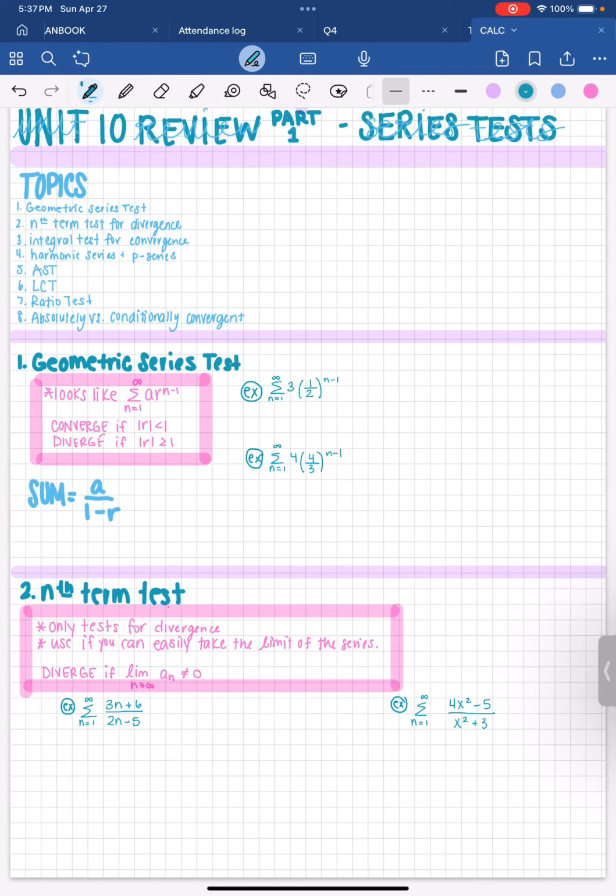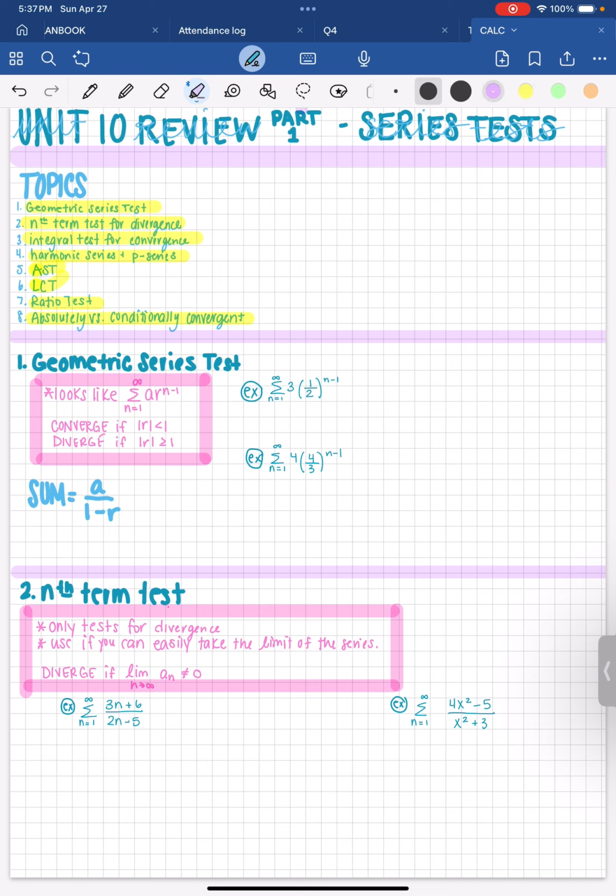So today we're going to talk about the first part of Unit 10, the different series tests, and we're going to go through all the different series tests that you need to know for the AP exam. So if you look right here, you can see all the different tests: the geometric series test, the nth term test for divergence, the integral test for convergence, the harmonic series and p-series, the alternating series test, the limit comparison test. I don't teach the direct comparison tests, but it's very, very similar. The ratio test and absolutely versus conditionally convergent. Okay, so let's look at the first test.